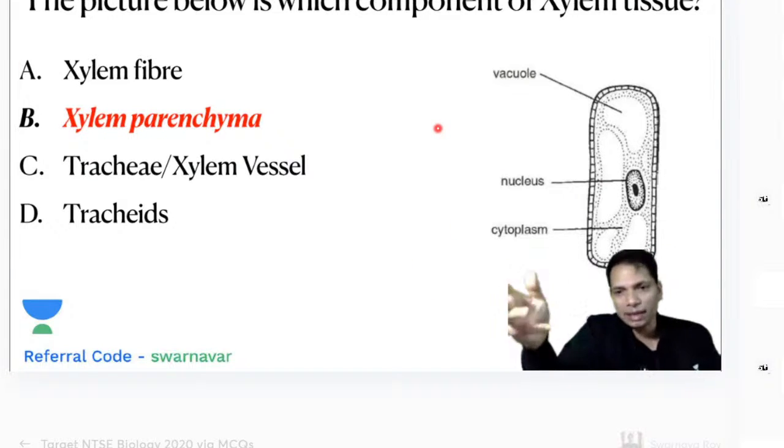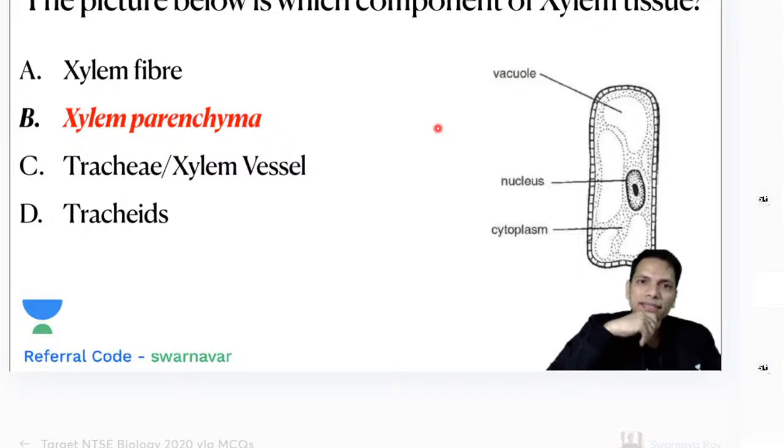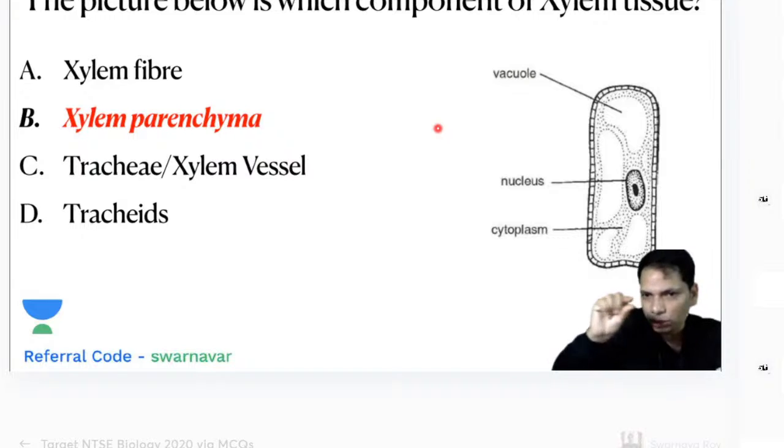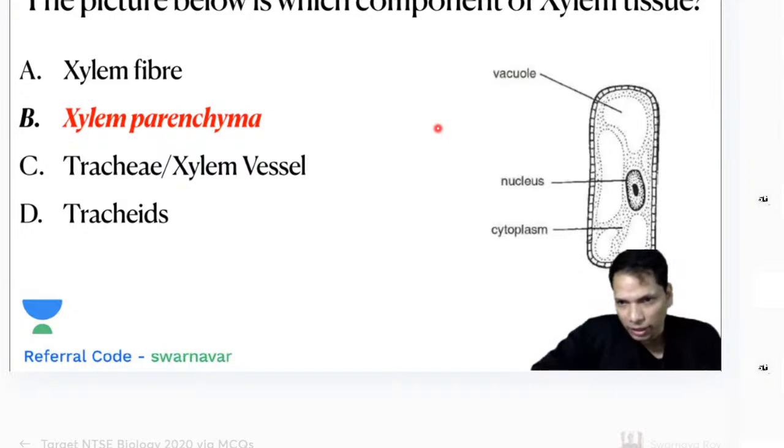What is happening in the rest, students? What happens in xylem vessels? Why are they dead? Can anybody tell me? Perforated means there are small holes like this. Perforated, small holes.